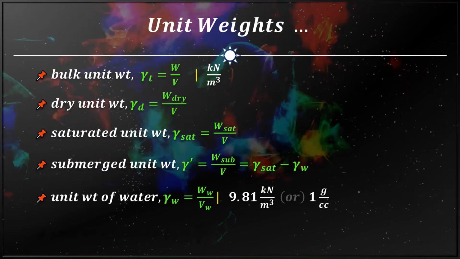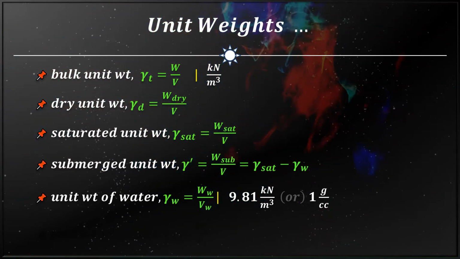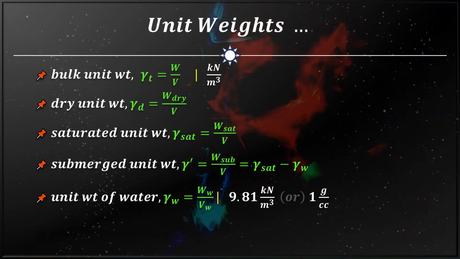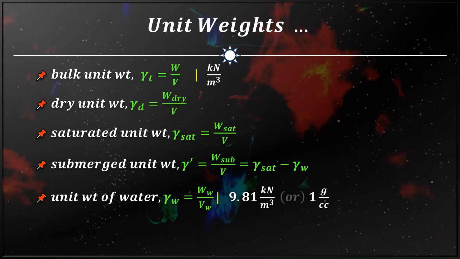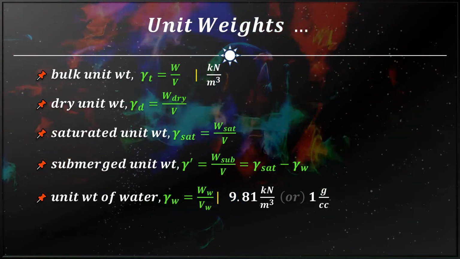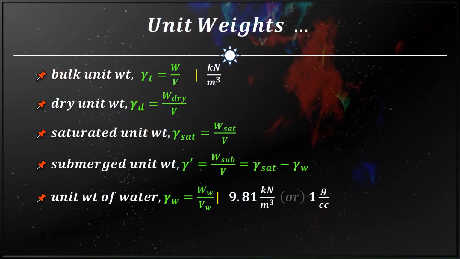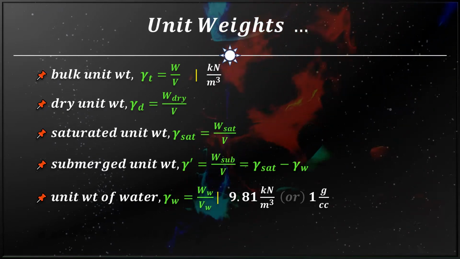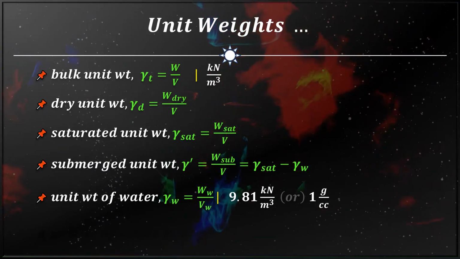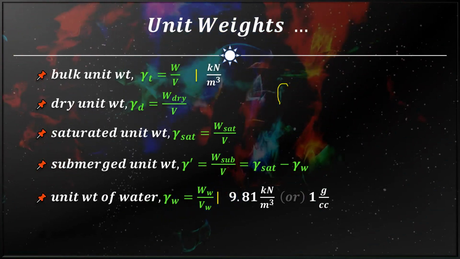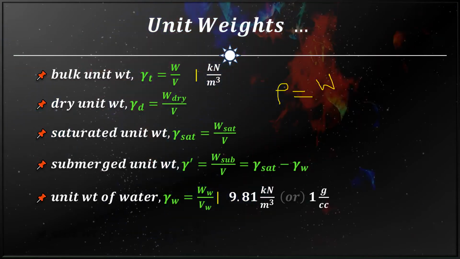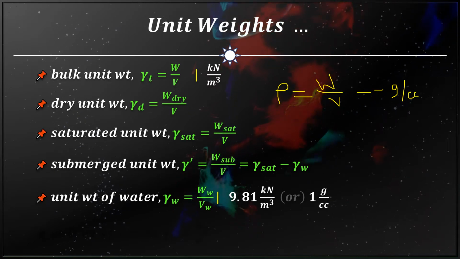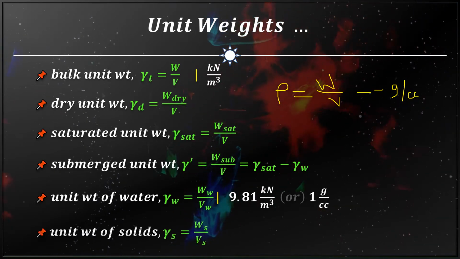What is gamma w? Unit weight of water. And unit weight of water is given by weight of water to the volume of water, and it has a value of 9.81 kilonewton per meter cube, or we can say 1 gram per cc, if you are calculating in terms of grams and centimeter cube. So gamma is the unit weight, but if we want to say it in terms of density, we call it rho. For example, bulk density rho is equal to W by V, and it has the unit of gram per cc or kilogram per meter cube. So these are some important formulas regarding unit weights.